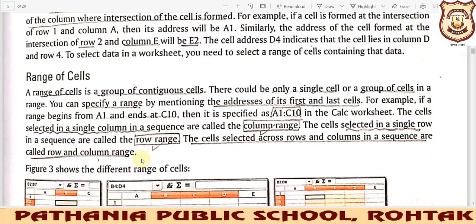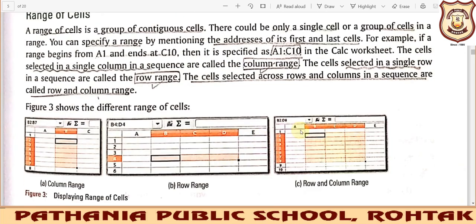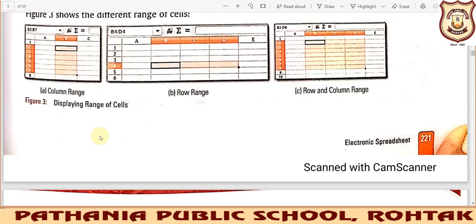So we can have two types of range, one is your row range and second is your column range. How can we define them? The cells selected in a single column in a sequence is called column range. When you are selecting the cells like this in a particular column, that will be called column range. When you are selecting the cells in a particular row like this, this will be known as your row range, and if you are selecting the cells like this, it will be known as your column range. I hope the concept of row and column range is clear to you.